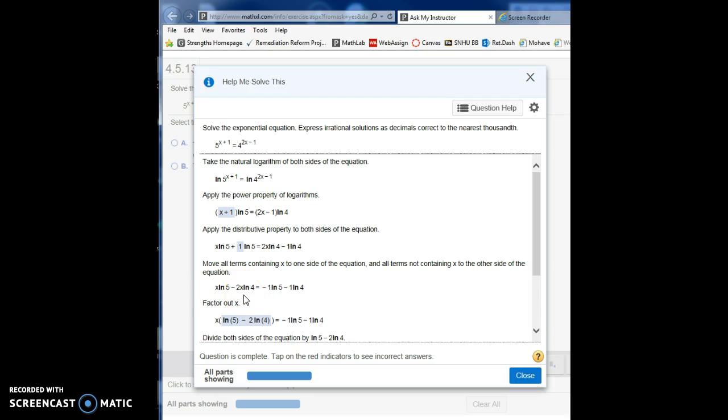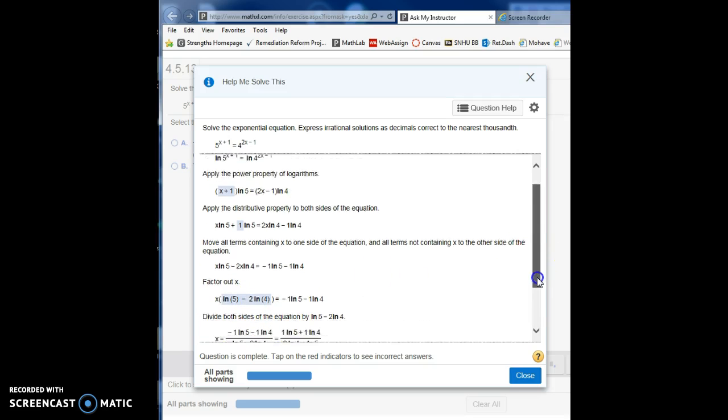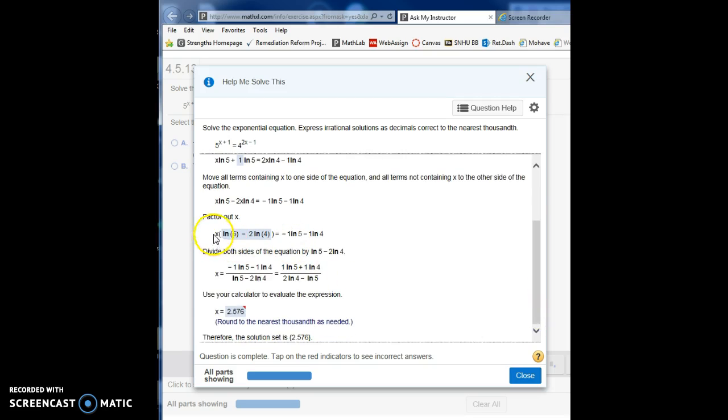I can factor out the x, which is what we've done here. And so now it's just x times the first term minus the second term, and we haven't changed the right side. So now x times, this is a number, ln of 5 minus 2 times ln of 4 is a number. So x times this number, we're going to divide both sides by that number to get x all alone.